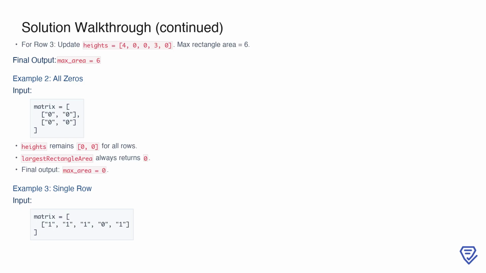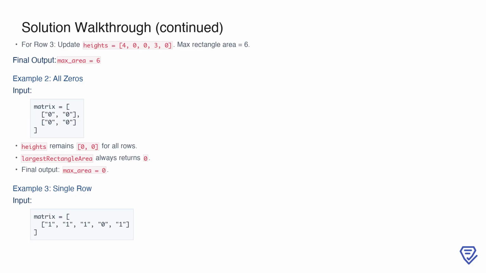For row 2, the heights array becomes 3, 1, 3, 2, 2 after updating. When we process this histogram, we find a maximum rectangle area of 6, which involves using height 2 and width 3 to calculate the area. This updates max_area to 6. Finally, for row 3, the updated heights array is 4, 0, 0, 3, 0. Processing this histogram does not yield a larger rectangle area than 6, so our max_area remains the same. With all rows processed, the final output for this example is max_area equals 6.